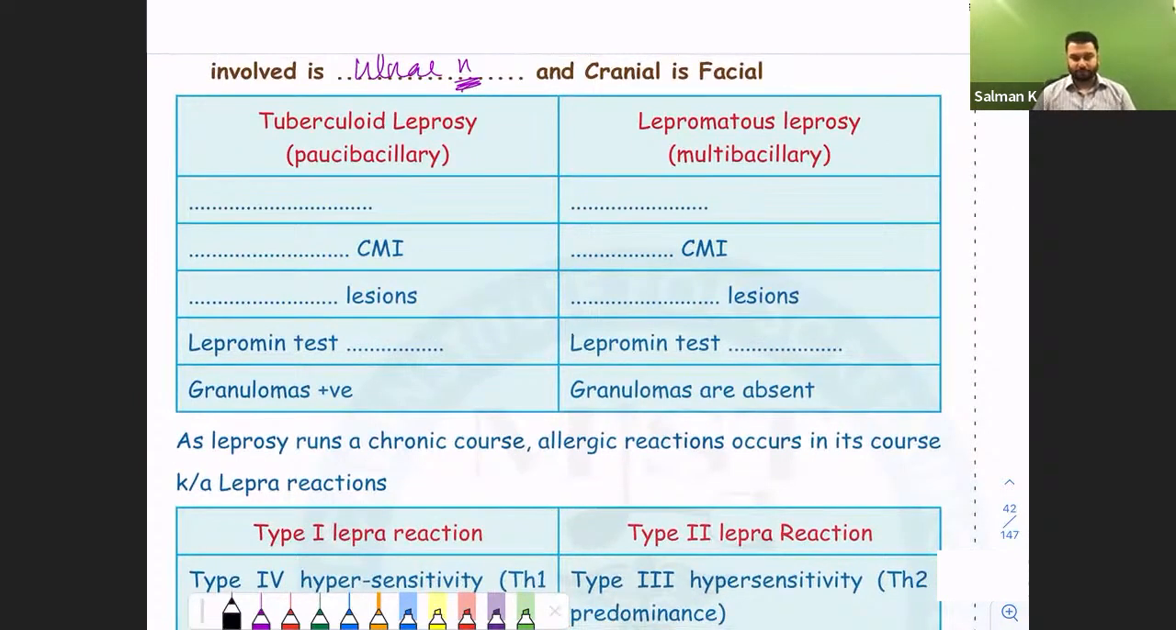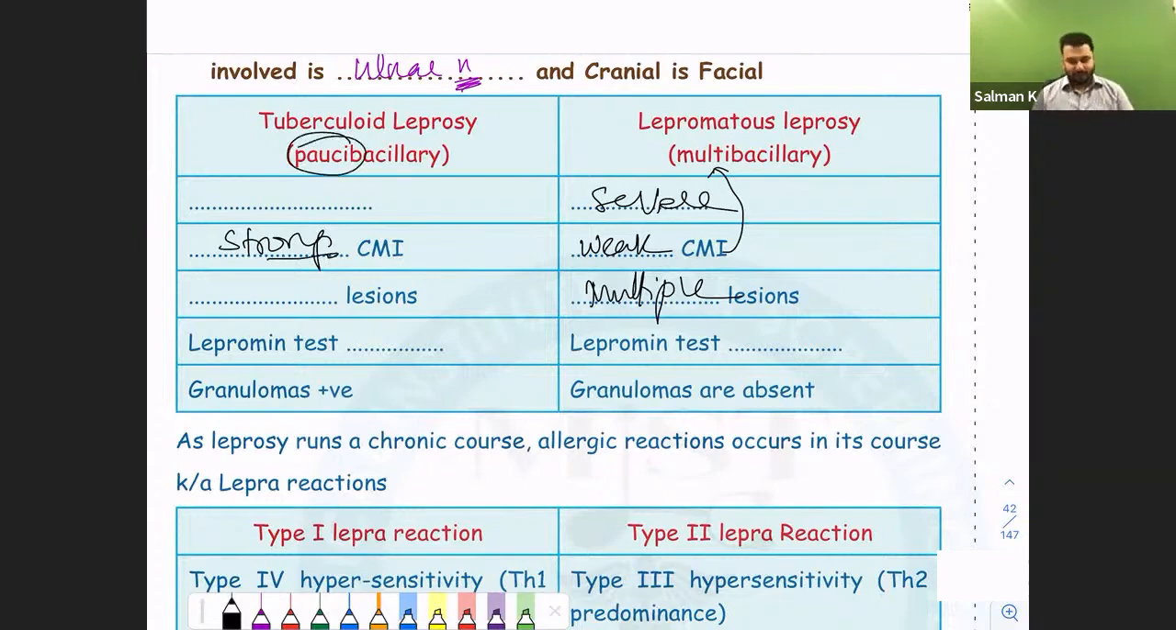See, there are two types of leprosy. Depending on whether you have strong immunity or weak immunity, you will develop these leprosies. If your immunity is weak, quite reasonably, bacteria would be more, multibacillary leprosy. And if the bacteria are more, the disease is more severe, and multiple lesions of the disease would be present in the body. Everything is opposite in tuberculoid. Strong immunity, fewer bacteria, called paucibacillary. Mild disease, so you will see very few lesions in the body.